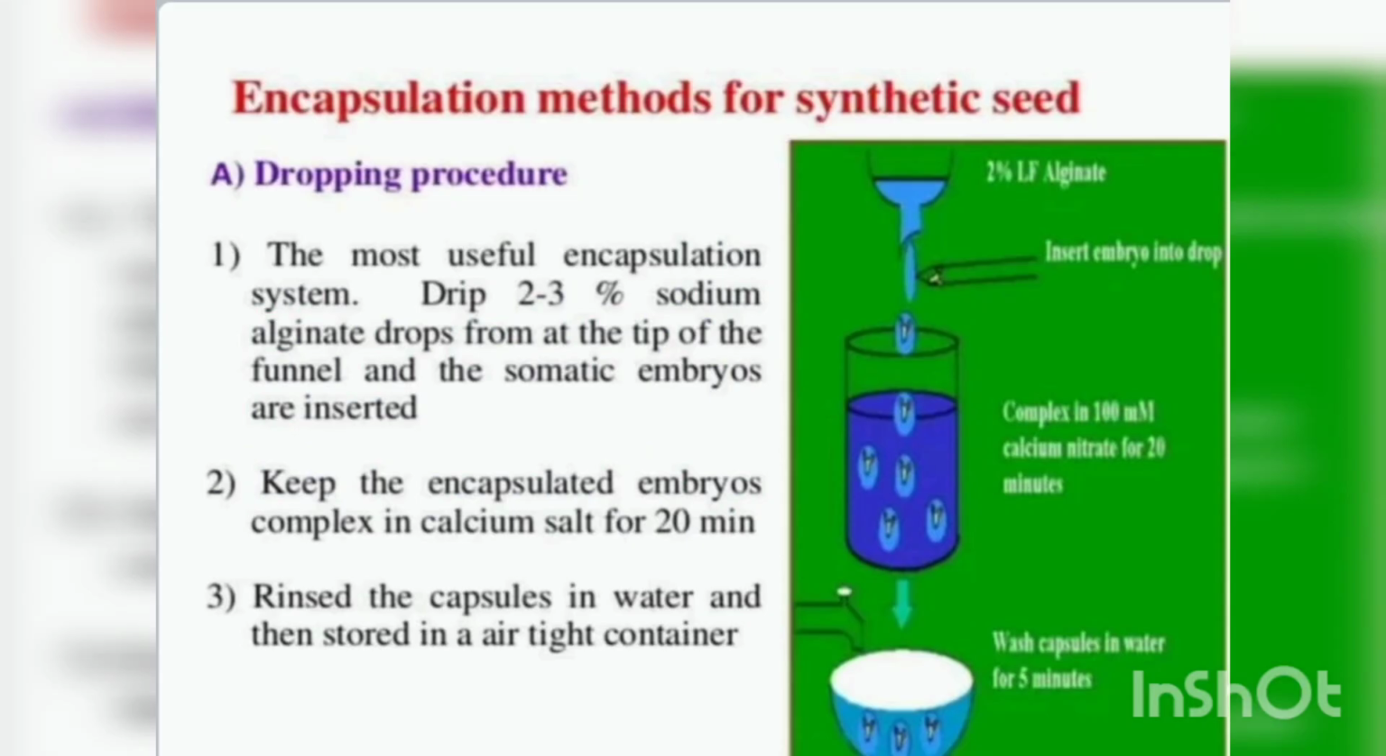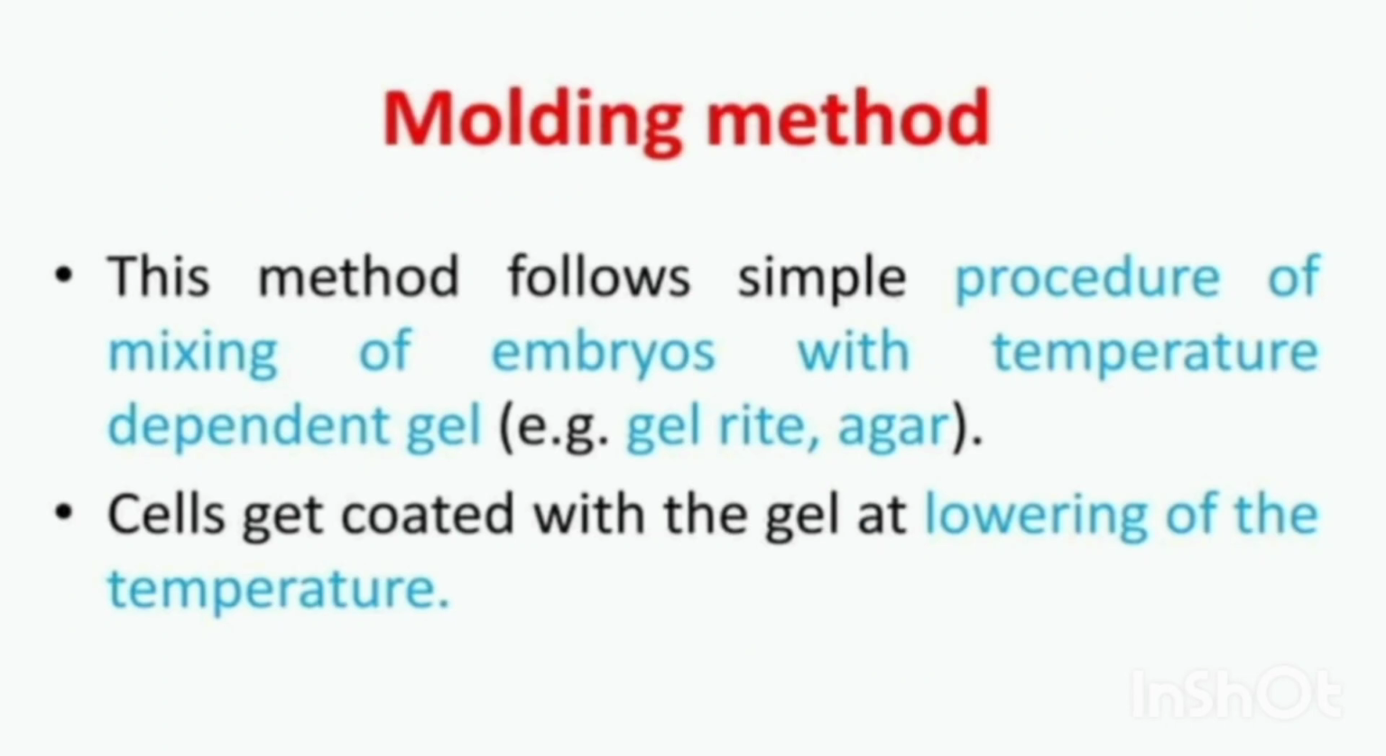Another method is the dropping procedure. Here the somatic embryos are dipped in 2 to 3% sodium alginate, and they are made to fall as a drop from the funnel. These somatic embryos are kept in the calcium salt solution for 20 minutes, and the calcium alginate forms a gel on top of these embryos. Then it can be rinsed in water and stored in an airtight container.